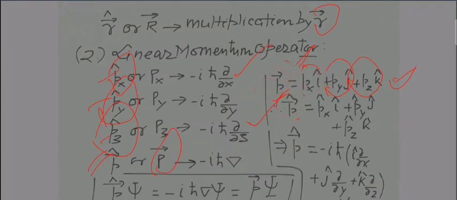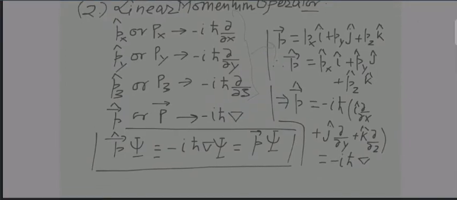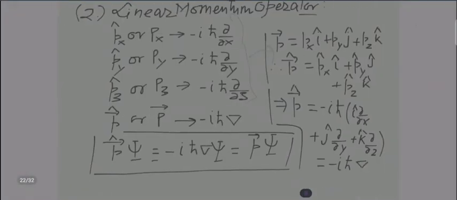Okay, now when I substitute the values from there, for example, the px value is minus i h cut del by del x, the py value is minus i h cut del by del y, the pz value is minus i h cut del by del z, right? If I substitute those values over here in the expression for momentum, then what will happen? Clearly your expression will become something like this, as you can see over here.